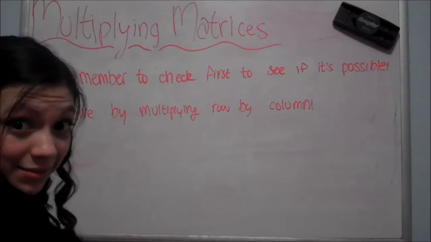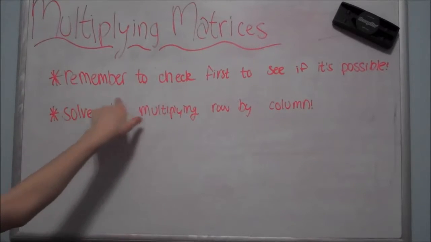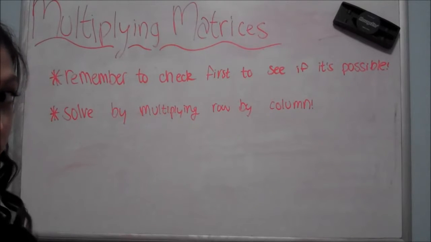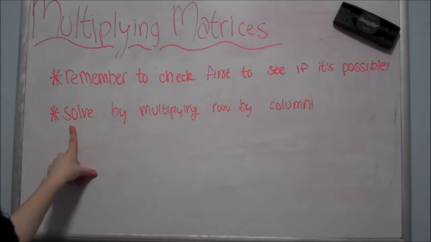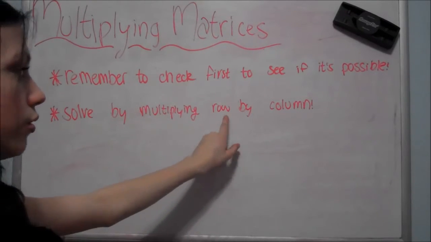Alright, so that was the end of my video. So always remember to check first to see if the equation is possible. And then second, always remember to solve by multiplying row by column.